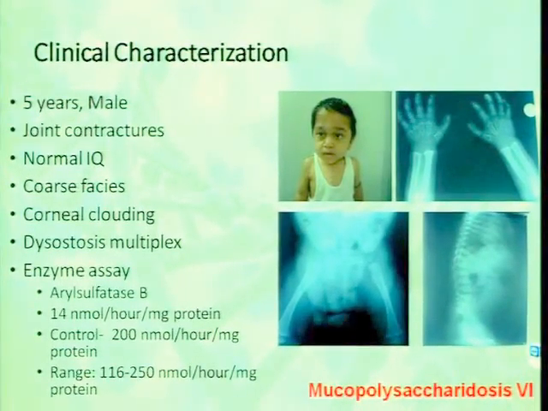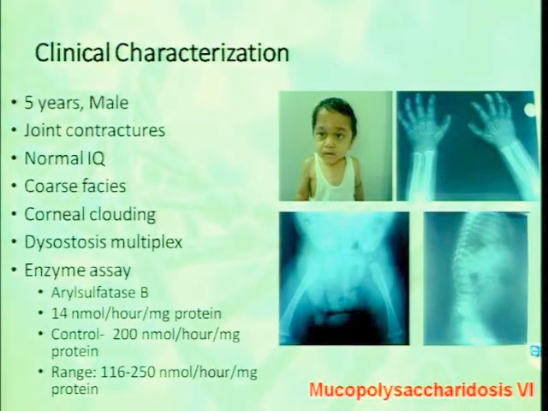So here is a 5-year-old male who came with joint contractures, normal IQ, coarse facies, corneal clouding. So with these clinical features, we can make a clinical diagnosis that probably he is a mucopolysaccharidosis patient. We do an enzyme assay, we find that aryl sulfatase B, this enzyme, is deficient. So we have a clinical and a biochemical diagnosis of mucopolysaccharidosis type 6. This is the first level of investigation.